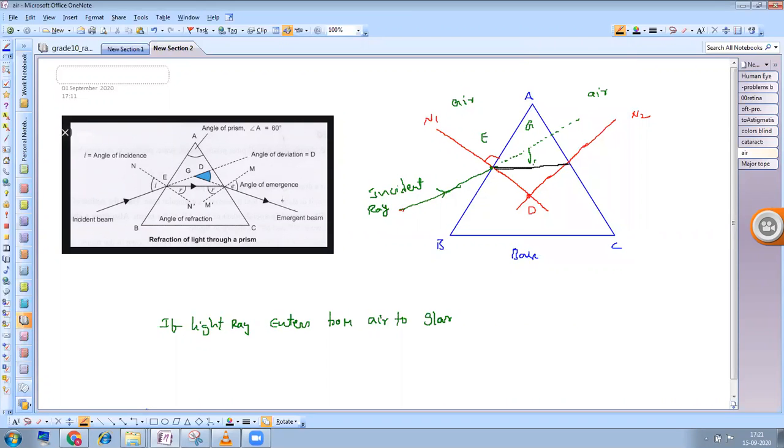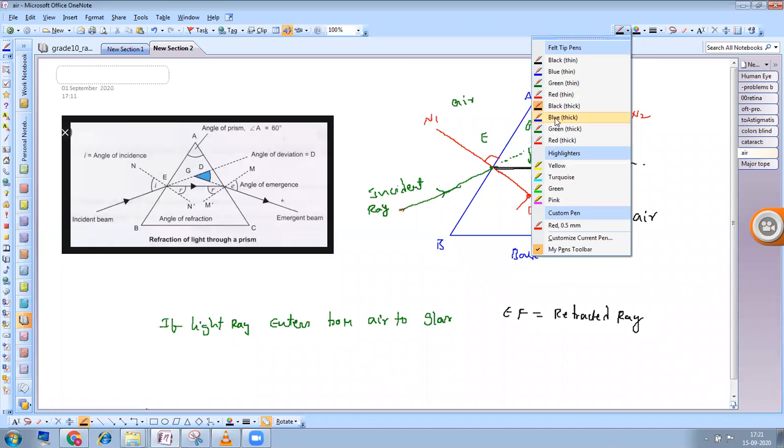Suppose EF is the ray inside the prism. That ray we won't call an incident ray. EF is called the refracted ray inside the prism because it is refracted. So when it touches F, it is now coming out of glass to air. When it is coming out of glass to air, how does the light ray bend? Suppose it should go like this, but actually it is coming from a denser medium to a rarer medium. It will bend away from the normal. Away from the normal means this arrow mark shows it.